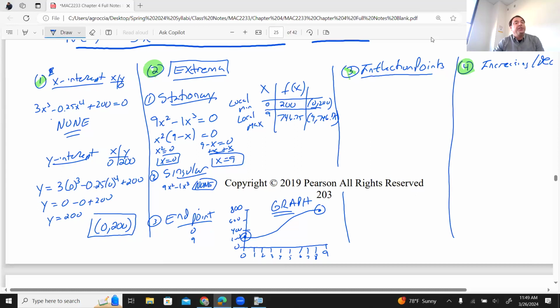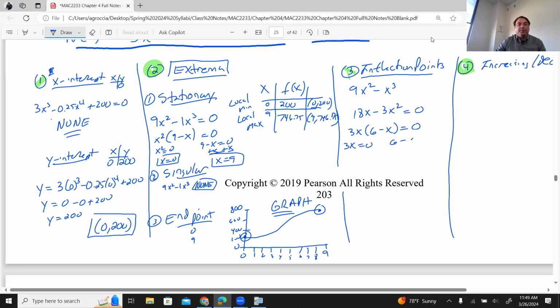All right, so for inflection points, remember you take the derivative twice and then set equal to 0. So the first derivative is 9x squared minus x to the third. The second derivative is 18x minus 3x squared, set equal to 0. Now, at this point, algebra. You can factor out a 3x, which would leave you with 6 minus x. Set each piece equal to 0. Divided by 3, x equals 0. Add x, x equals 6.